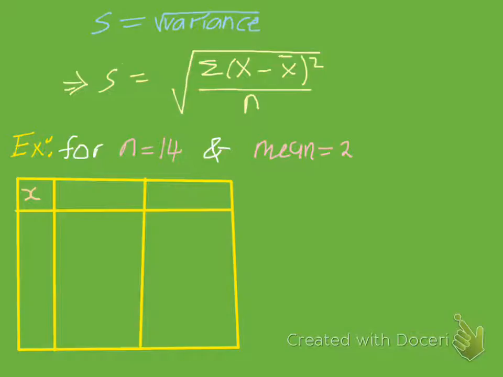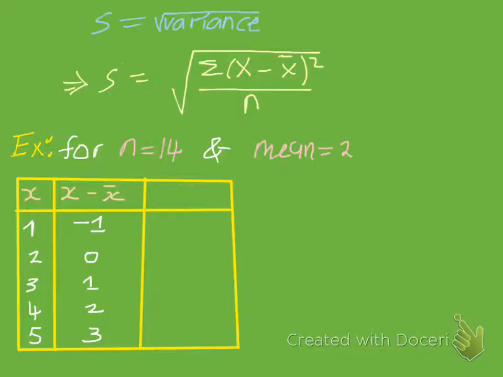The values of the set x are 1, 2, 3, 4, 5. The values x minus x bar are each value minus its mean. So for each x, you subtract the mean, which is 2. So 1 minus 2 gives you negative 1. 2 minus 2 gives you 0. 3 minus 2 is 1. 4 minus 2 is 2. 5 minus 2 is 3. You understand now?